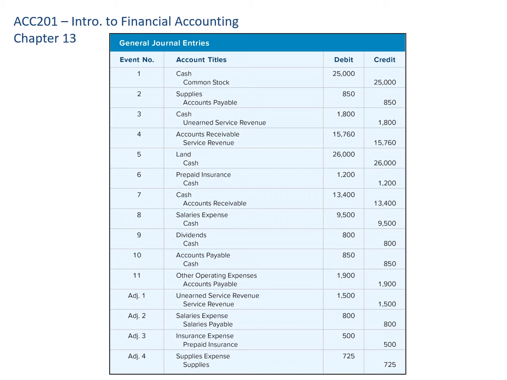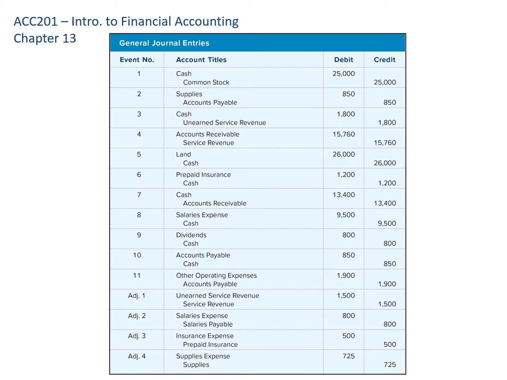Transaction 4, I provided $15,760 of services on account. So in that case, an asset is increasing, accounts receivable, I debit that, and I'm recognizing revenue. I recognize revenue, or I increase revenue, with a credit. So I debit accounts receivable and I credit service revenue.